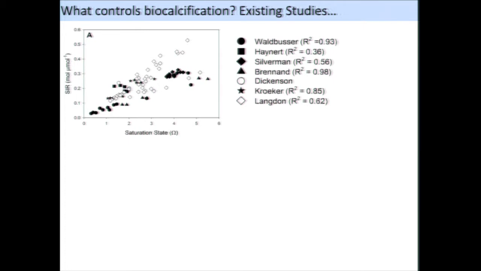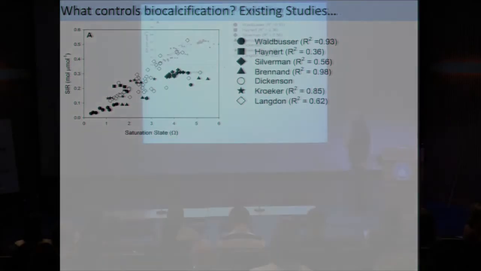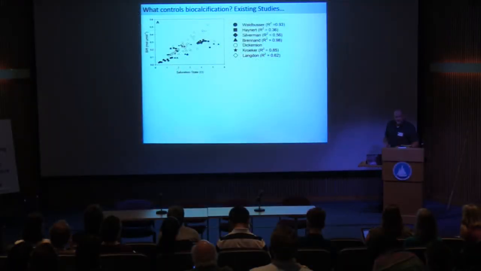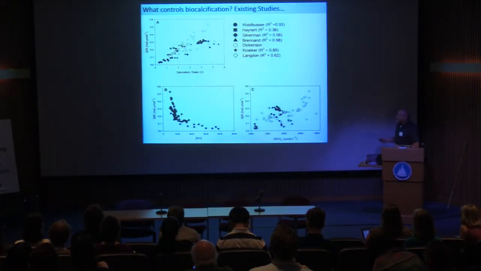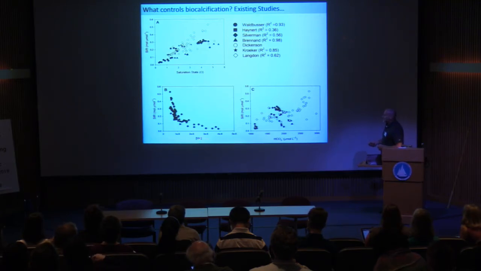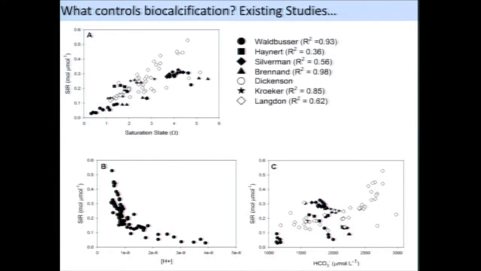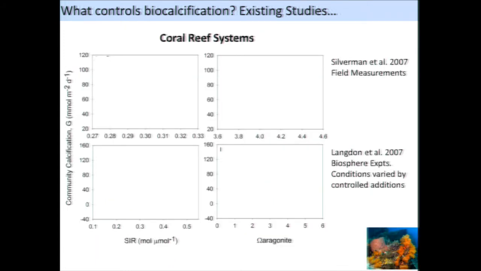Let me show you some of what the data looks like. If we plot the SIR and saturation state, you'll see that they're generally correlated, but there is some variance because of temperature differences and so on in these experiments. If we decompose the SIR into its components of proton concentration and bicarbonate, you'll see that largely the variance comes from proton concentration. So is it really a question of pH versus SIR? That's something we're still talking about.